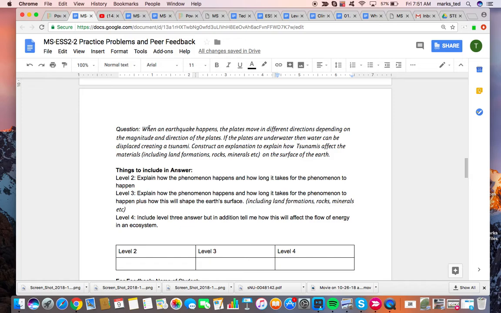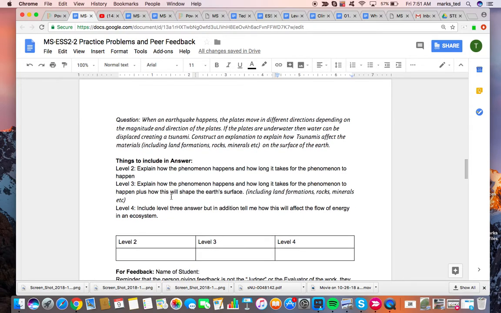Here is the question. Here is what we want you to answer for a level 2, level 3, or a level 4. You decide. Most people are doing a level 3 and then trying to do a level 4, but you could do a level 2 or a level 3 or both of those if you want.